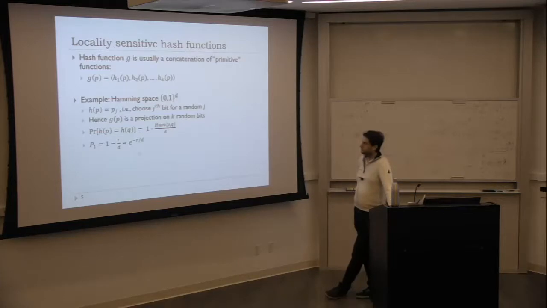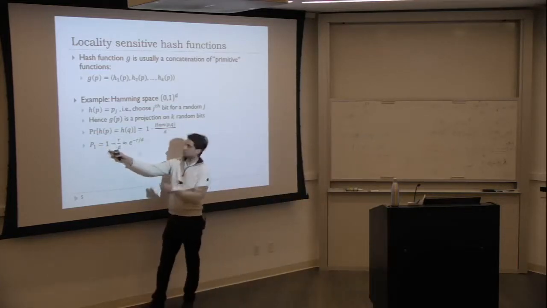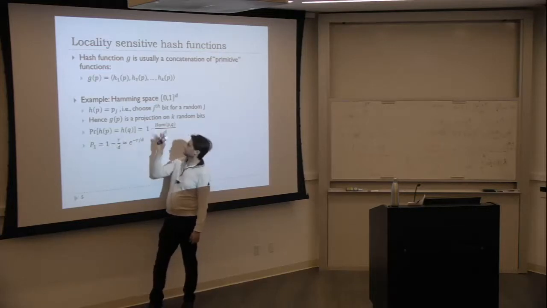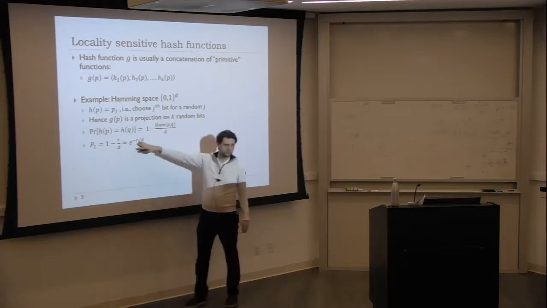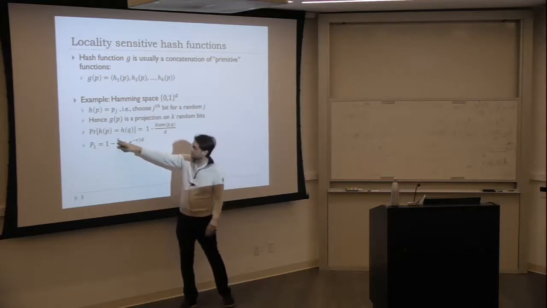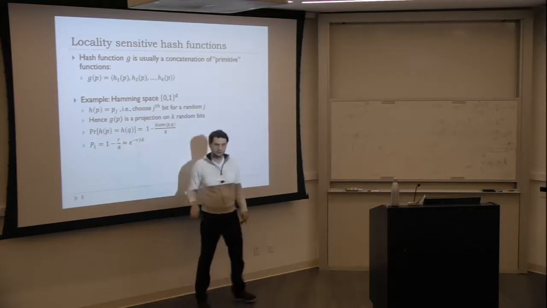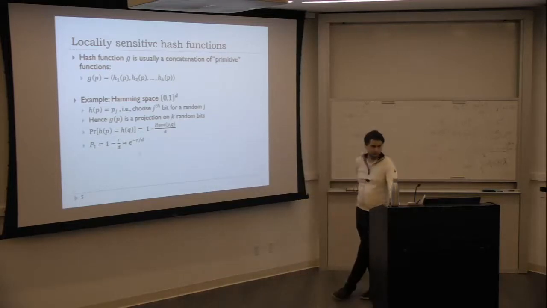Okay, and we can compute p1. So p1 will be a lower bound for when the Hamming distance is at most r. This means that p1 is equal to 1 minus r by d. Let me use an estimation that this is roughly equal to e to the minus r by d, at least when r is much smaller than d, this is a good approximation. I'm just using this approximation to compute rho at the end, to keep it simpler.